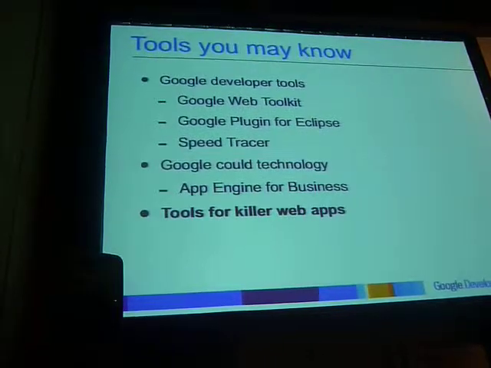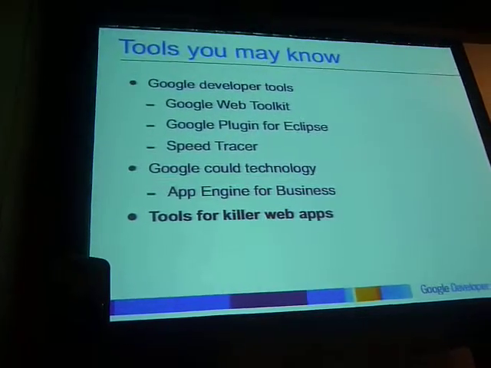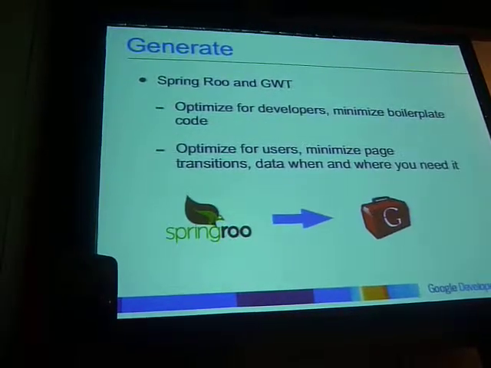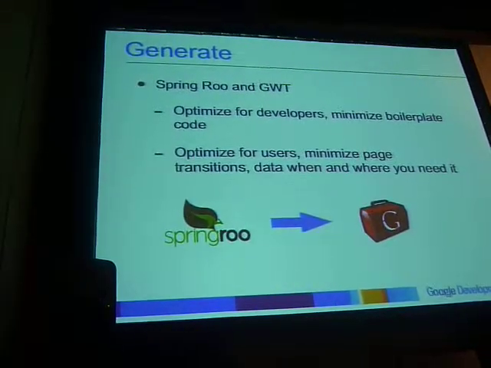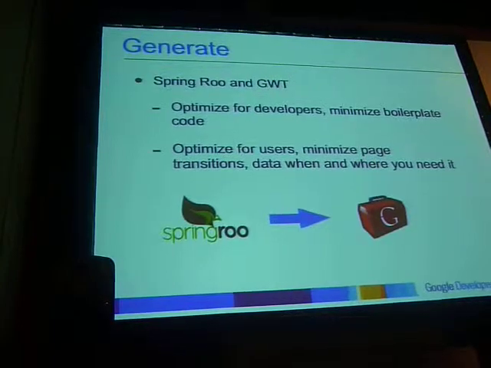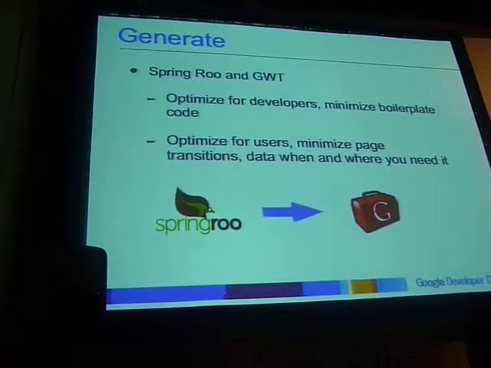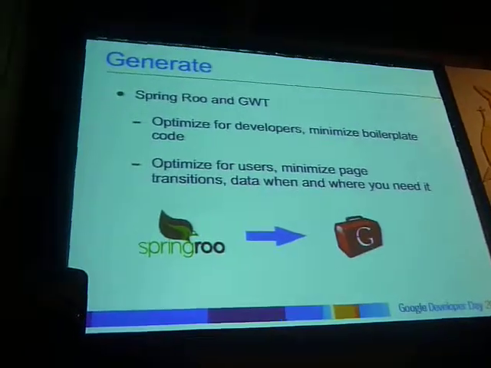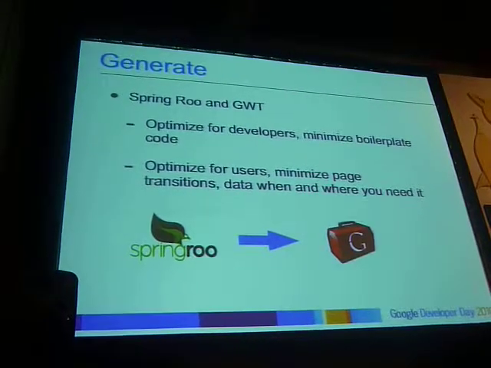So if you bring the two together, then we've accomplished what I first set out, which is the anatomy of a business app and the developer lifecycle. So when you break it down, you've got Spring Roo, GWT. You want to optimize for developers, minimize boilerplate, and ultimately get that nice Ajax feel, so it feels like you're running a desktop application in your browser.